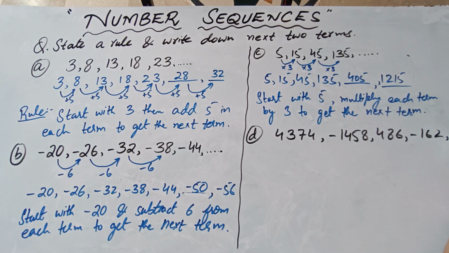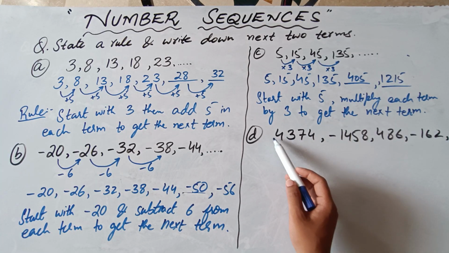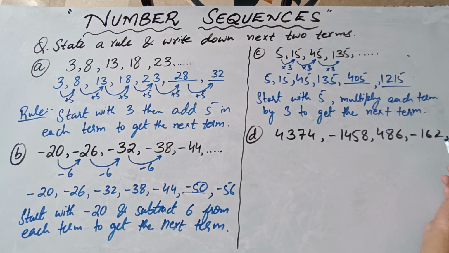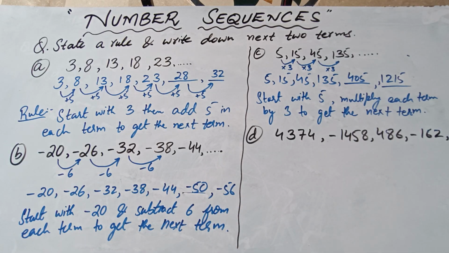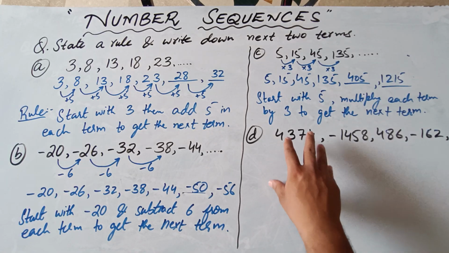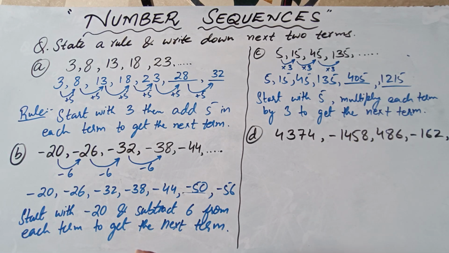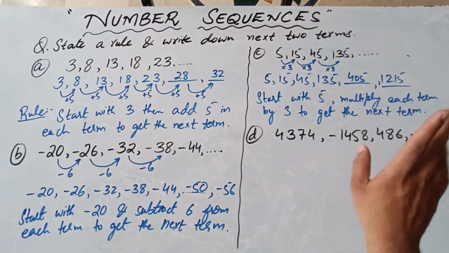Now we will look at the fourth part. The numbers are very big: 4374 positive, then negative 1458, then positive 486, then negative 162, then again positive 54. Now plus, minus, plus, minus. If the numbers are getting smaller as we proceed towards the next term of the sequence, it means that a particular number is dividing each time to get the next term.